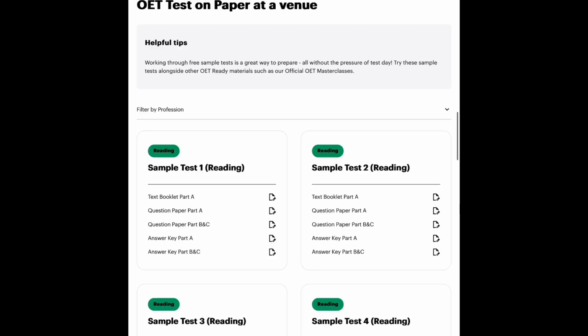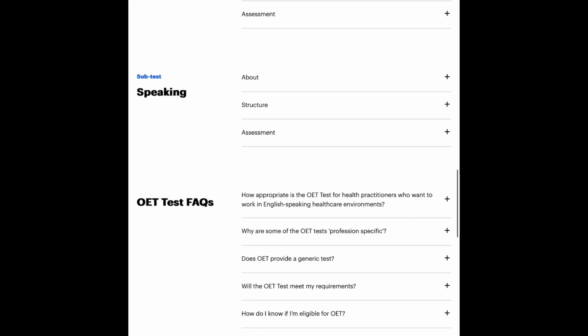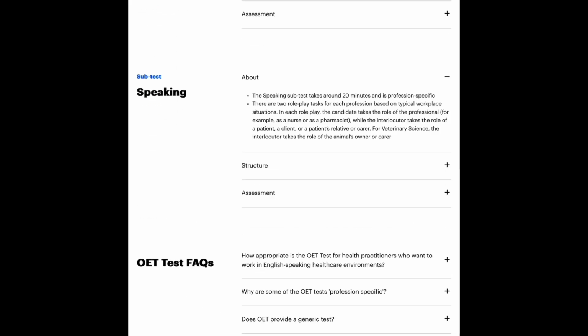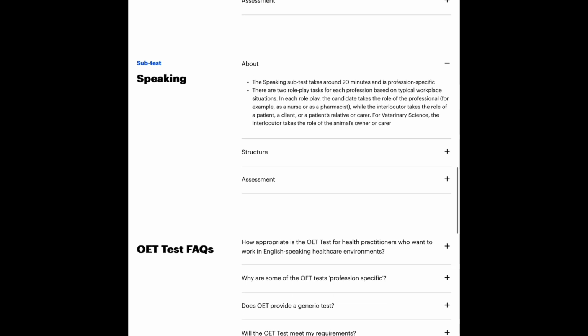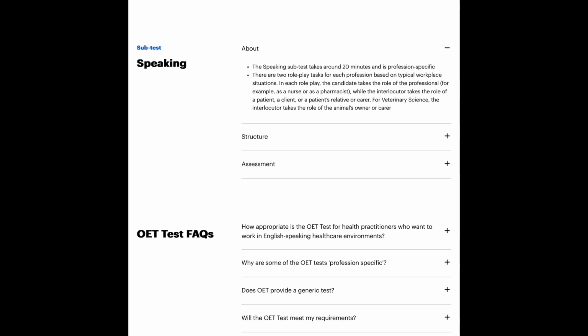So as I said, the OET official website is not just helpful in telling you about the test, but it also tells you how it is marked, and it also tells you how to prepare for it. It also provides resources to prepare for it.